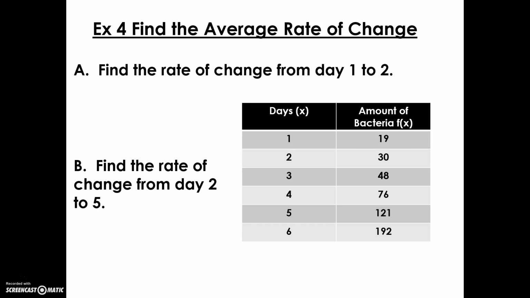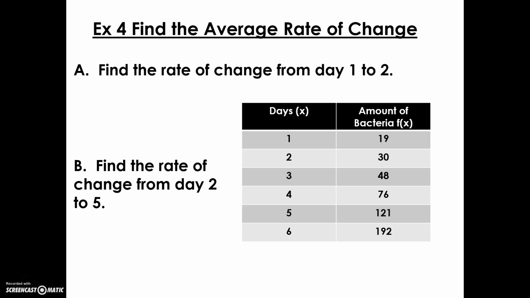Now, we have more of a situation here. We're supposed to find the rate of change from day 1 to day 2. So if you look, we have basically an XY table right here. Days is your X values. Amount of bacteria is your f of x or your Y values. So it says from day 1 to day 2.